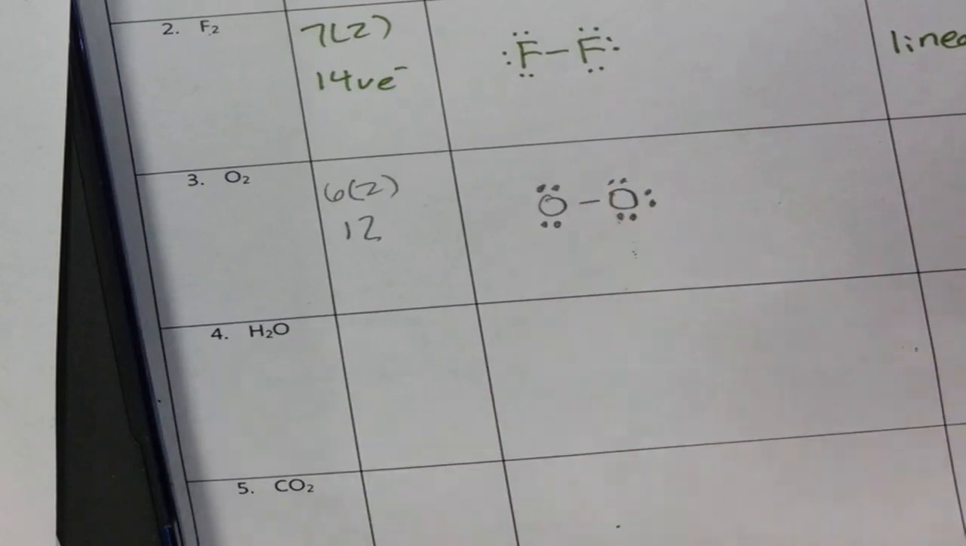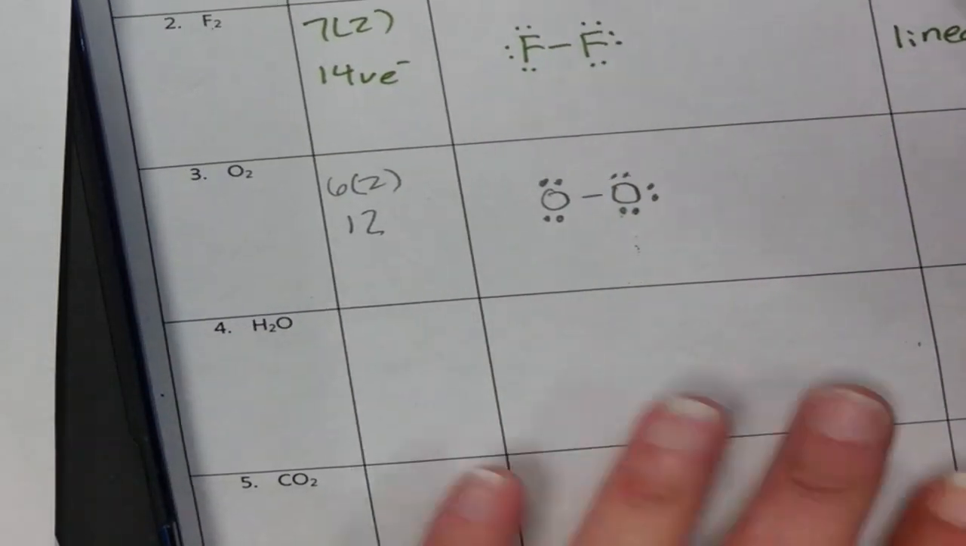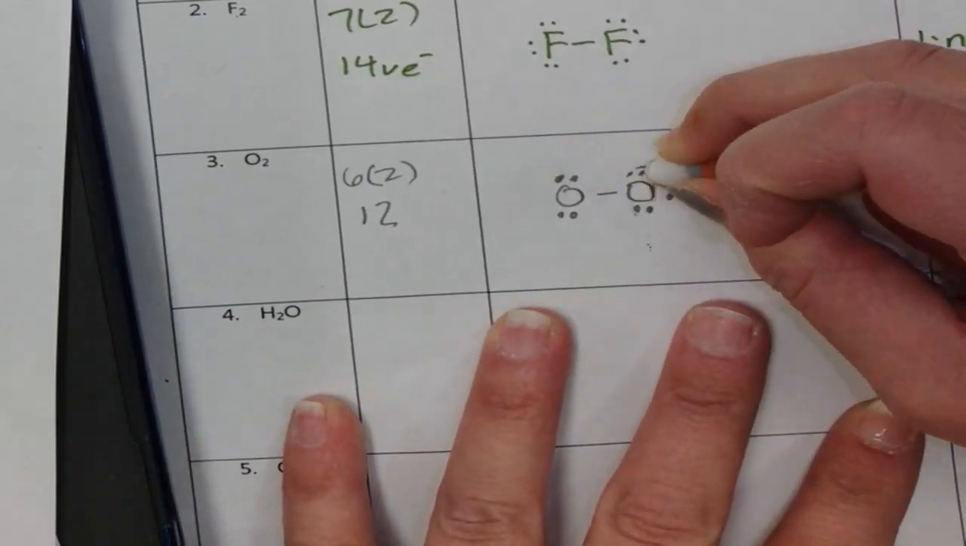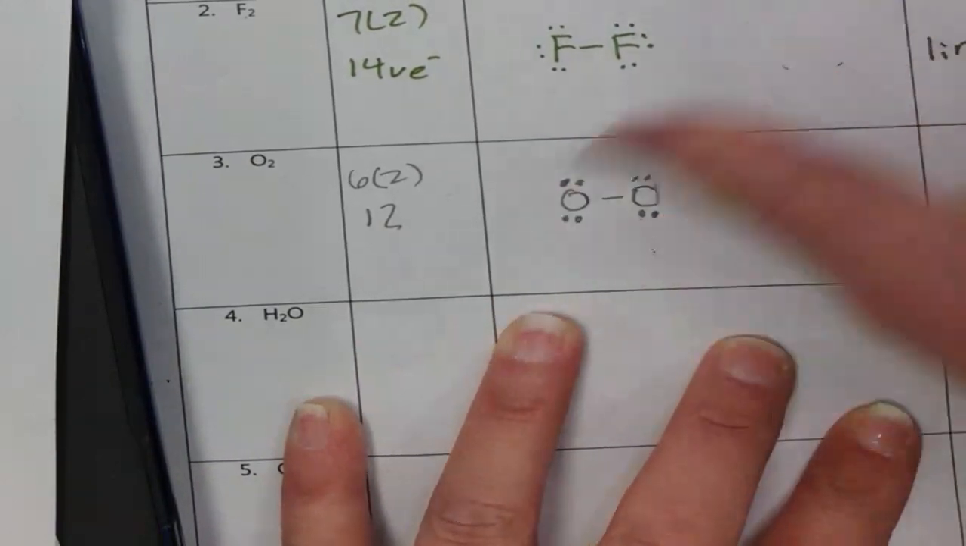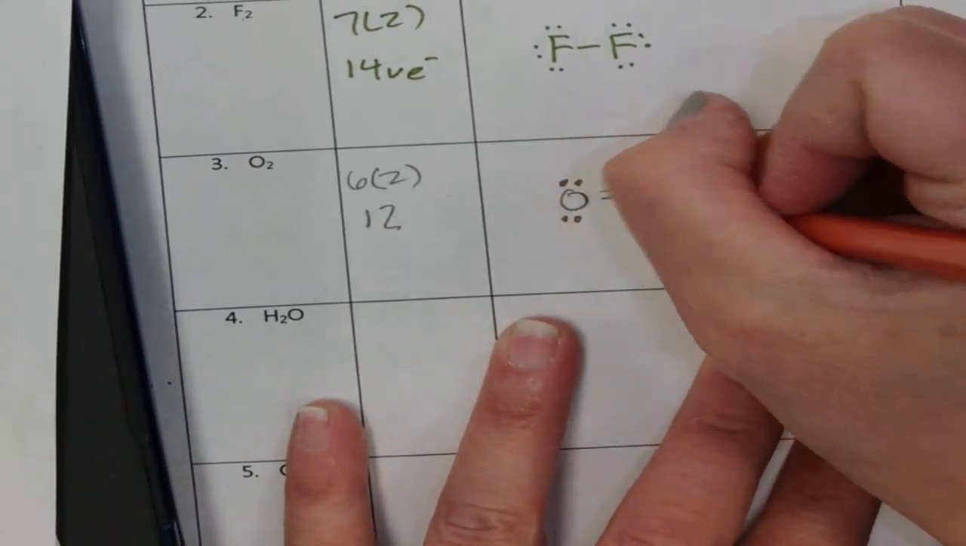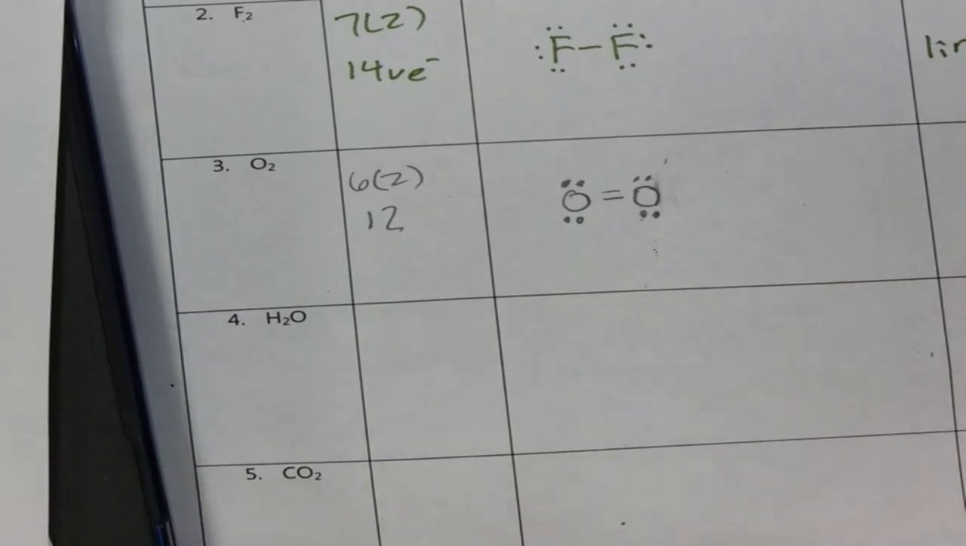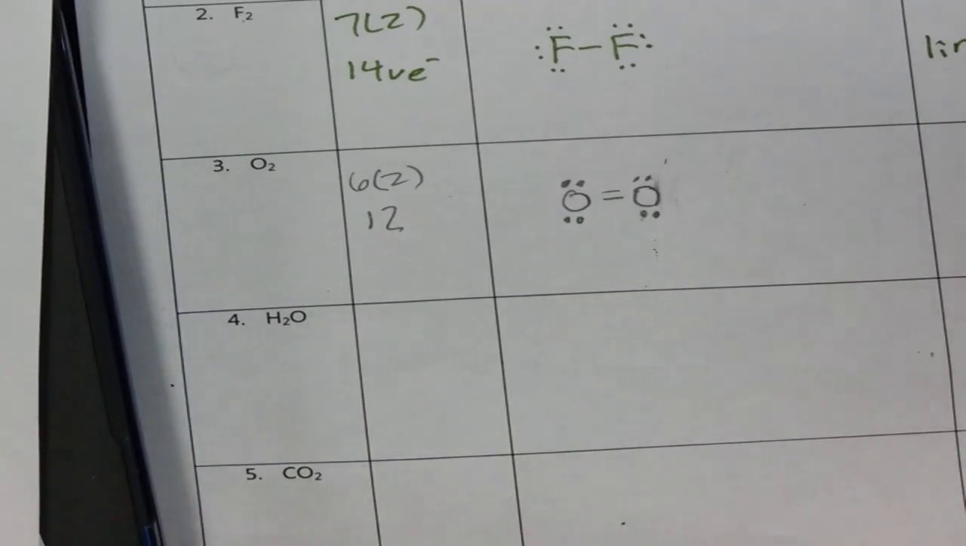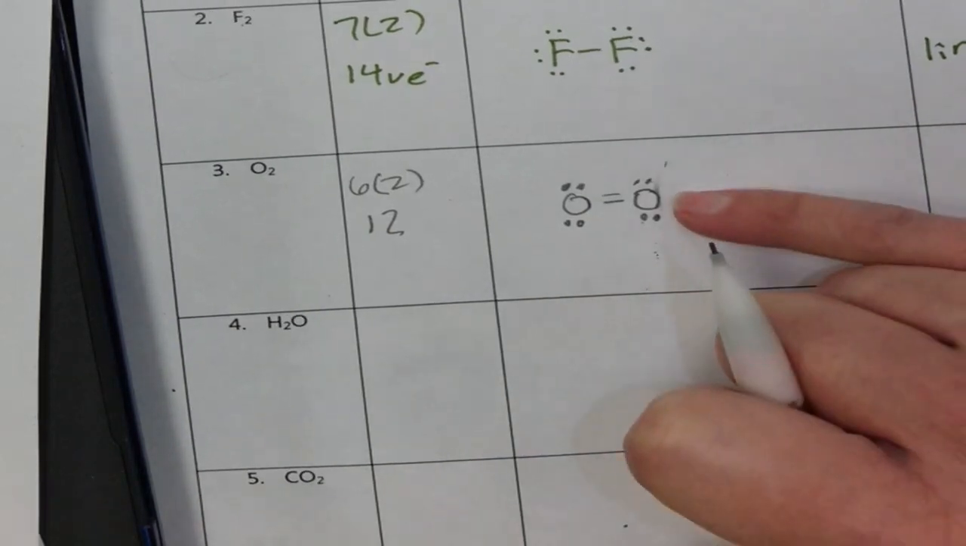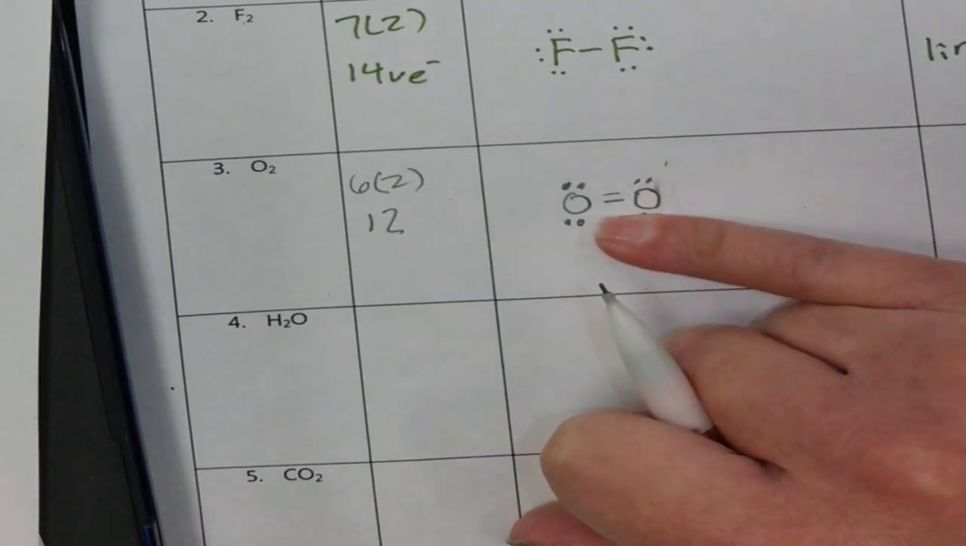We need 8. So in this case, we are going to have to erase a lone pair and move it to part of the bond. So we now have a double bond. So we start with a single bond, and if we cannot fulfill the octet rule with the single bond, we then make a double bond. Notice I erased the lone pair first, and then I drew the bond.